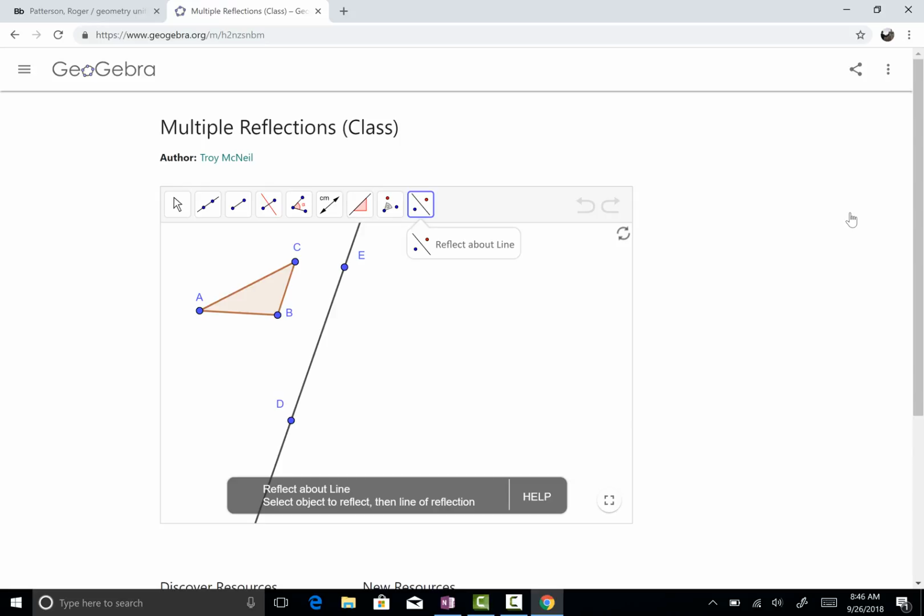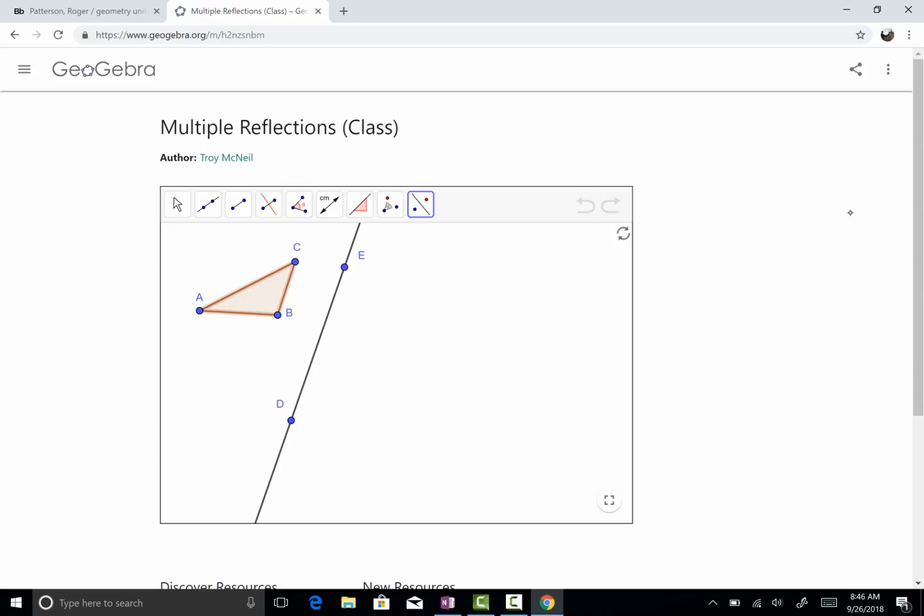And I'm going to pick the image first. I'm going to go right to the middle of the triangle. And then I'm just going to pick a spot on the line. Get real close to it, and choose the line. Okay, now I have a reflection. So again, go right to the middle of the triangle, pick the line, and you should get a reflection.